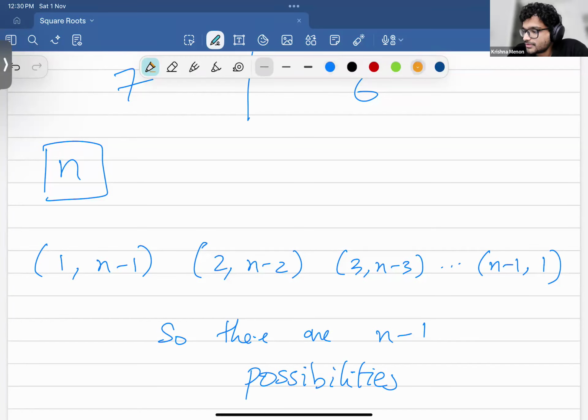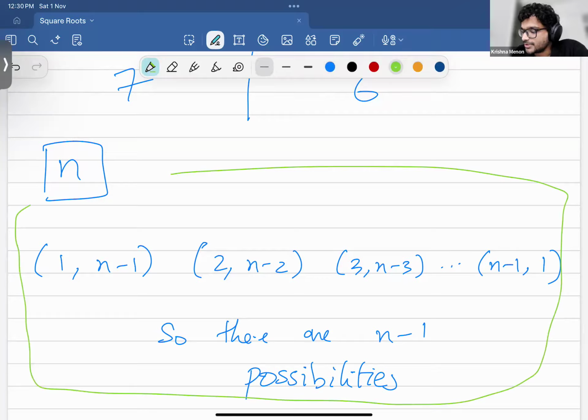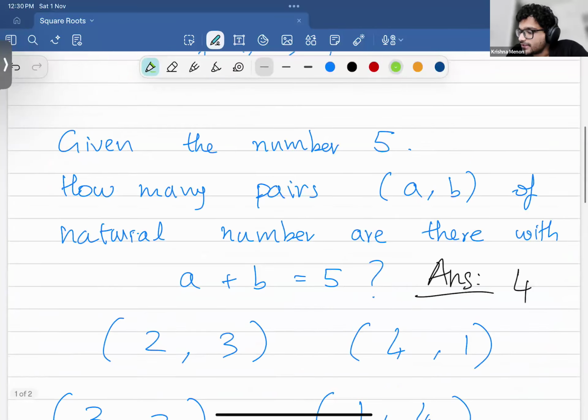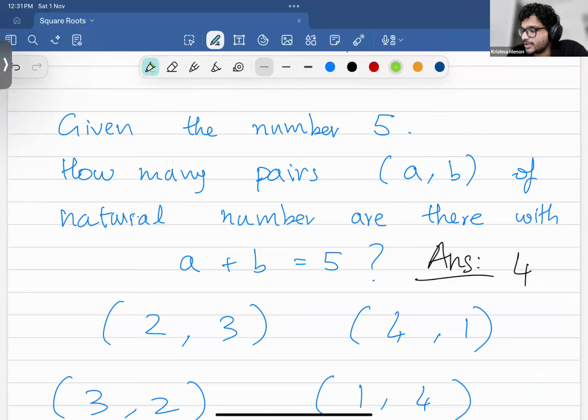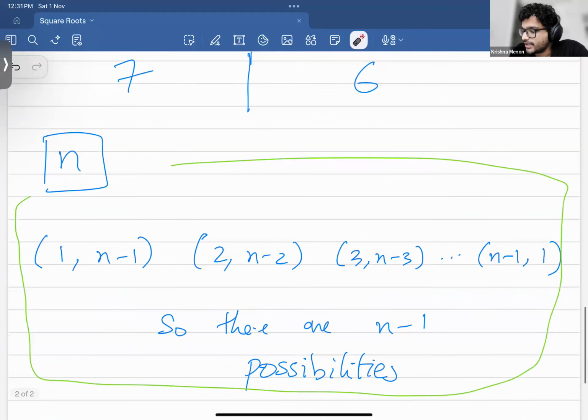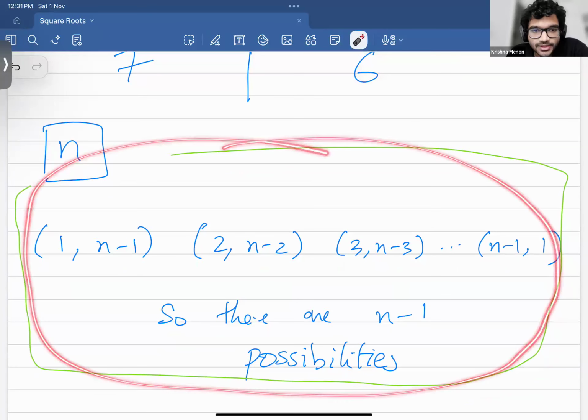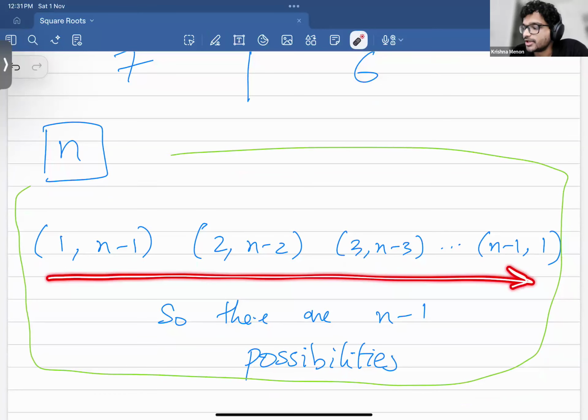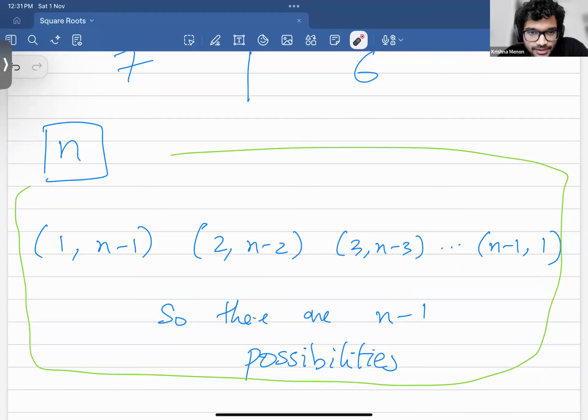Okay, so basically this was a sort of hopefully simple question just to start you off with this kind of problem. Okay, so you're just given a number n. So here first we looked at 5, but then we saw in general n, and you're supposed to find the number of pairs a comma b that have the property that a and b are both natural and their sum is n. Okay? And then we got a proof over here that that number must be exactly n minus 1. And in fact, we have explicitly written down what these n minus 1 possible pairs are.